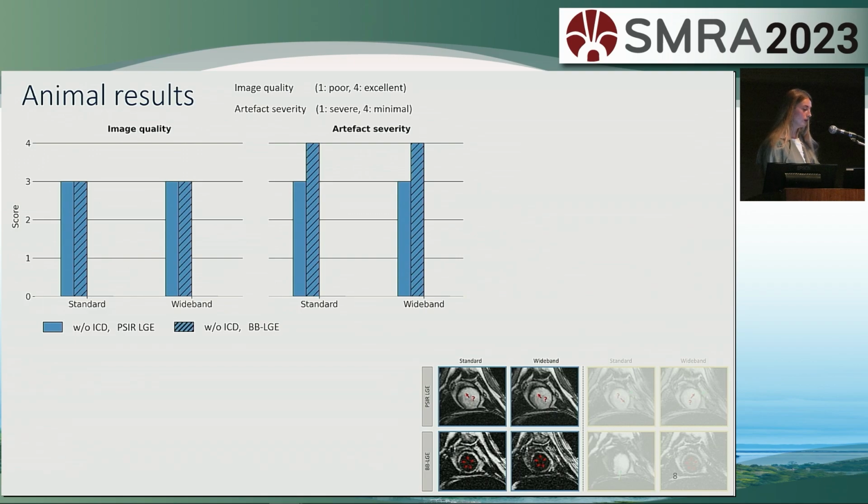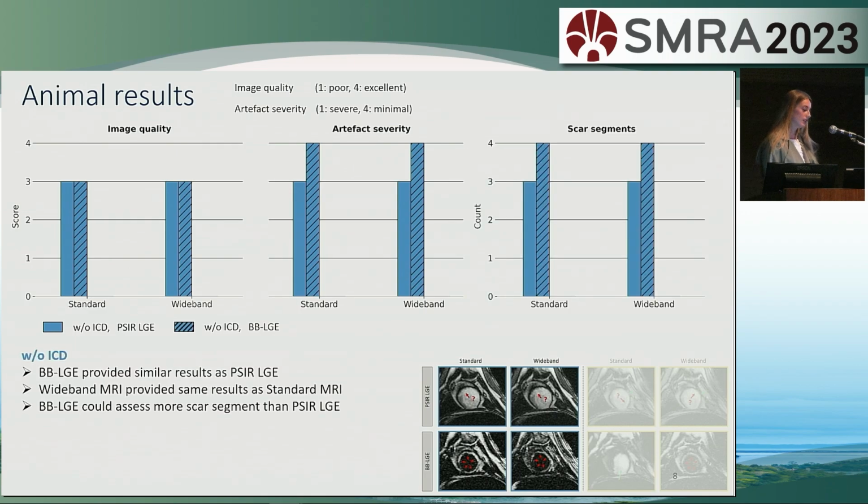Now, for the image quality and artifact severity, still in the case without ICD, we had very high scores for standard PSIR and standard black blood LGE, and using wideband, we had exactly the same results as in the standard case. Black blood LGE was able to identify more scar segments than PSIR LGE.